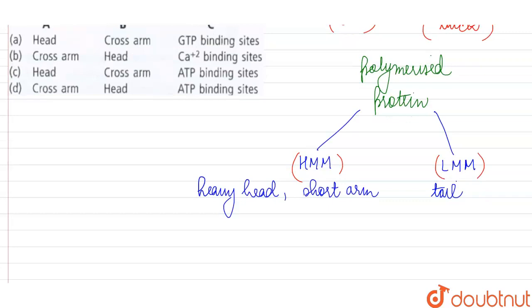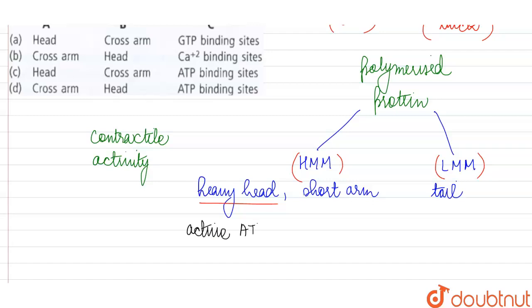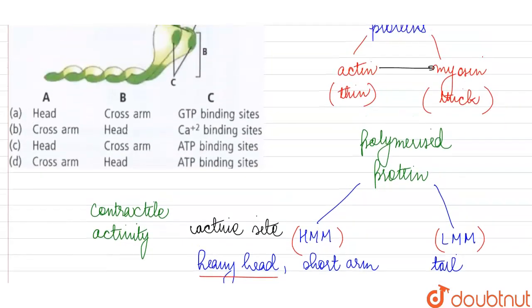So these two components make up our thick filaments or our myosin protein, and out of these we are going to see that the heavy head of the heavy meromyosin protein has a lot of significance when it comes to the contractile activity of the muscle, the contraction of the muscle, because this heavy head acts as an active ATPase enzyme. So it has binding site for ATP and it also has an active site for the actin protein, because when the actin and myosin proteins are going to bind together, after this binding the cross bridge is formed and sarcomere can shorten, the muscle can contract.